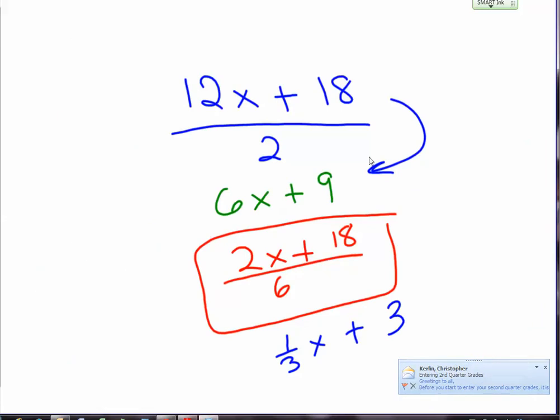All right, and then I had you practice some. 12x plus 18 divided by 2. You guys did it very well. This was 6x plus 9. And then 2x plus 18 divided by 6, 1/3 x plus 3.